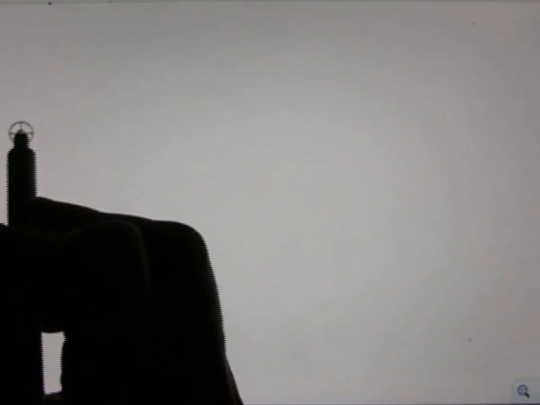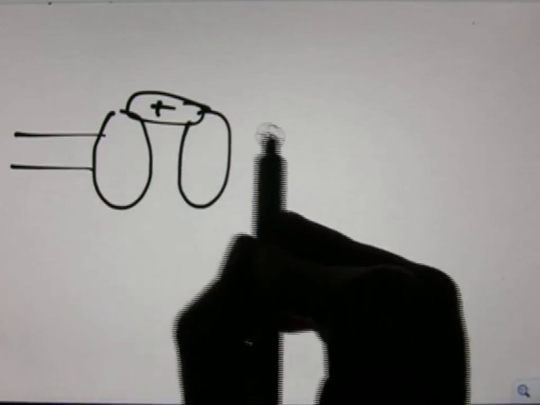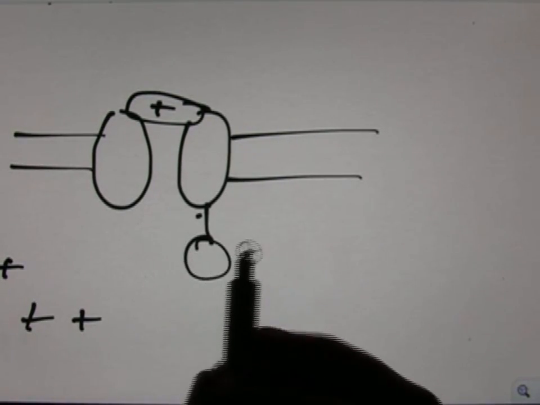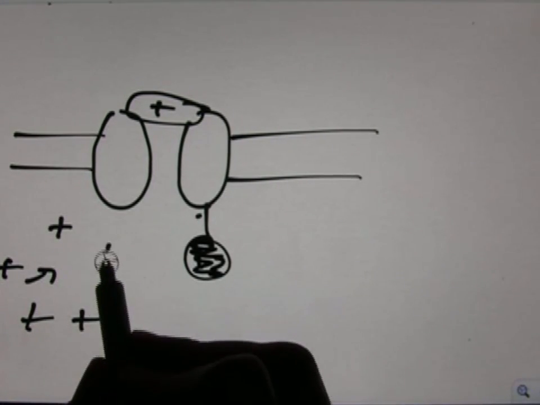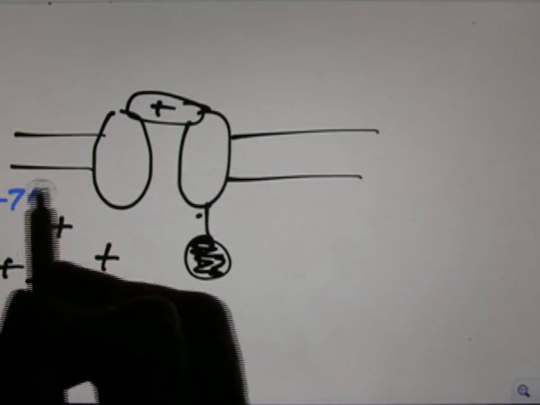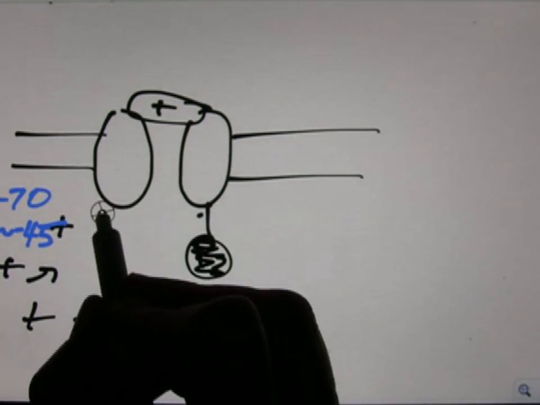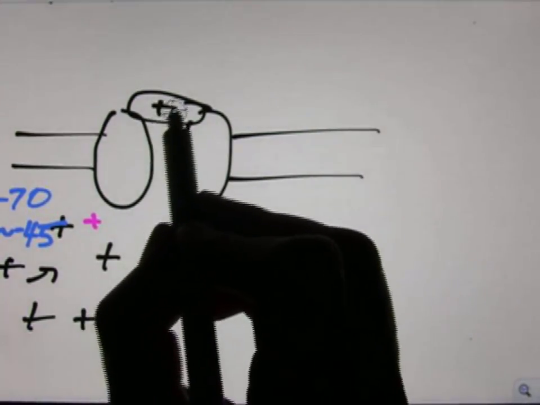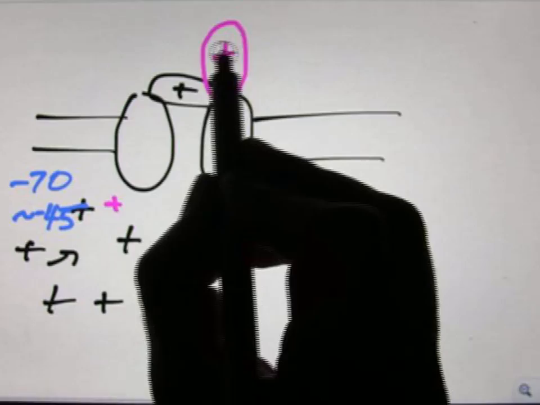So if something else, and we'll talk about that something else in a bit, brings some positive charge into the cell, that positive charge, as it gets close to this area, changes our minus 70 to somewhere around minus 45. That's enough positive charge that it no longer attracts this gate so strongly, and that gate pops open.